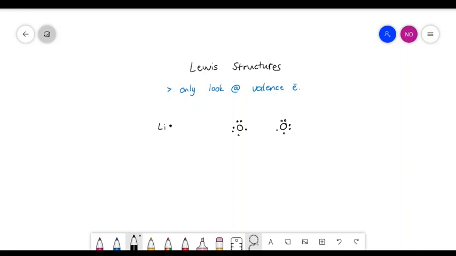Okay. Now we're going to do Lewis structures of molecules. So ons is nog steeds besig met kovalente bindings. When is something a covalent bond, right, James?